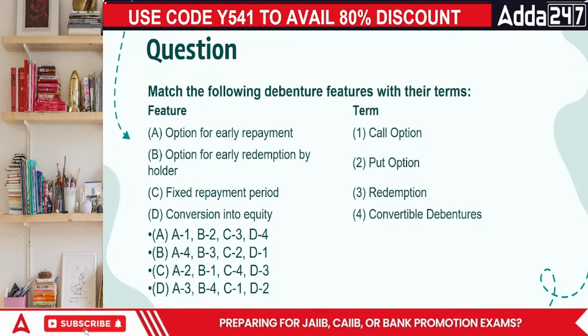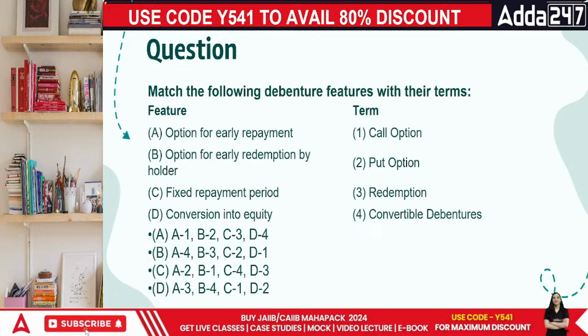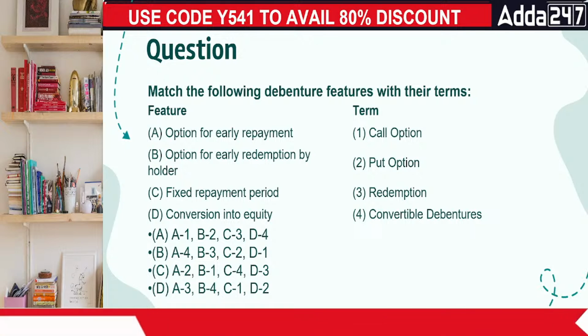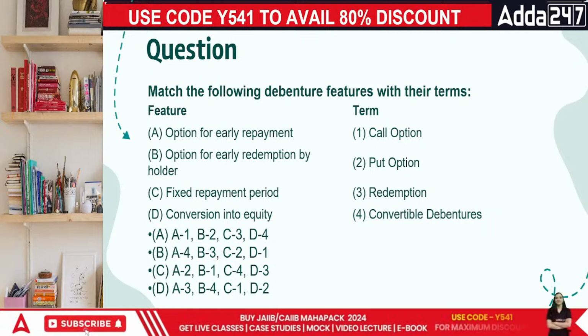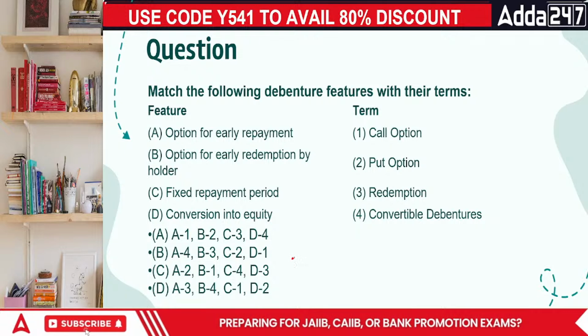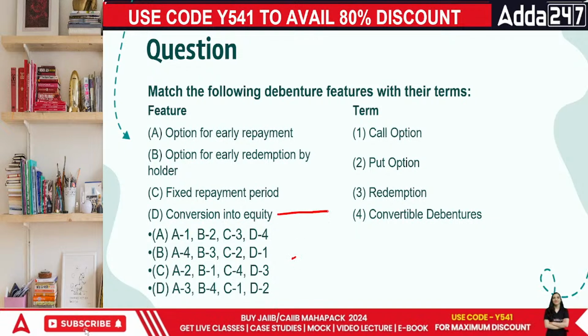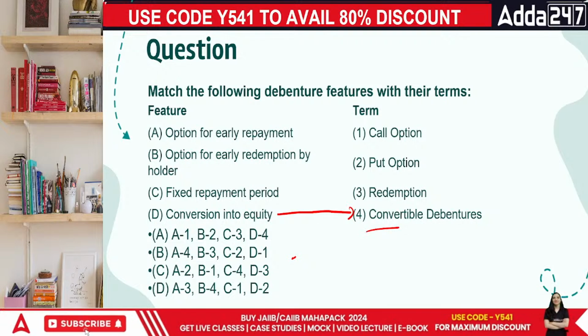Match the following debenture features with their terms. Feature and terms. Everyone, another very important match the following. This says options for an early repayment, options for an early redemption, fixed repayment period, or when we have conversion into equity. This is very easy. If you look at this specific part, fixed conversion into equity is basically convertible debentures. The debentures which are ultimately converted into equity are called convertible. Convertible means later on someday you will become a shareholder of the company. That's the rule. So in this case, D is definitely 4.